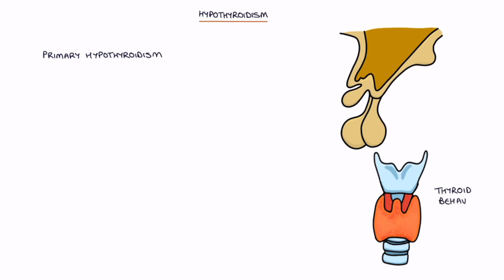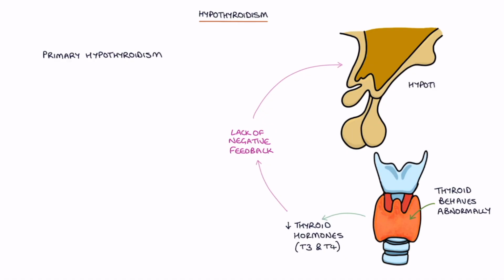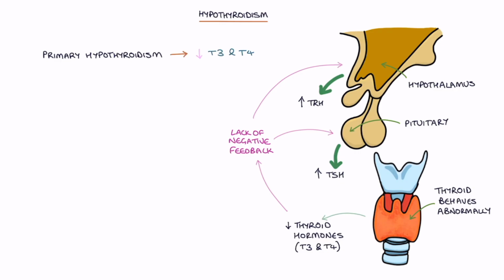Primary hypothyroidism is where the thyroid behaves abnormally and produces inadequate thyroid hormones. Low levels of T3 and T4 mean a lack of negative feedback on the hypothalamus and pituitary. TRH and TSH are not being suppressed, which results in increased secretion of TRH and TSH. On a blood test, T3 and T4 are low and TSH is high.